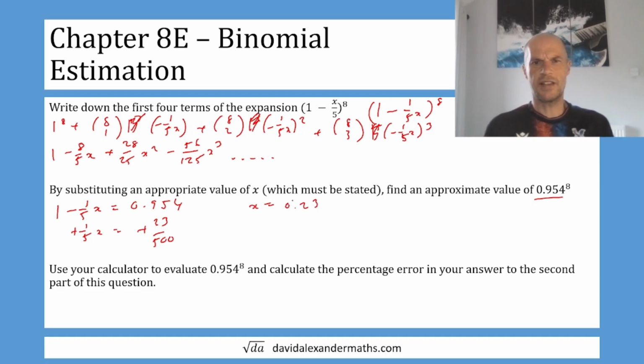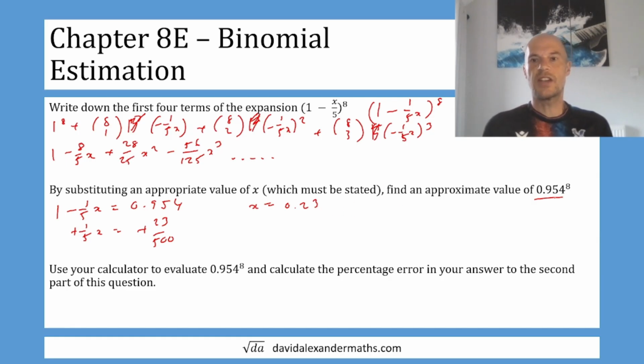Okay, let me just double check that. It seems like normally you get nice values like 0.1 or 0.05. So 1 take away 0.23 divided by 5. As long as this equals 0.954, we are good. And it does, so there we go.